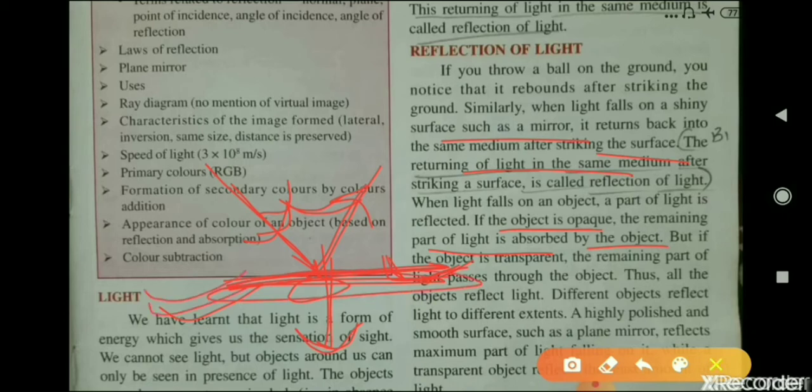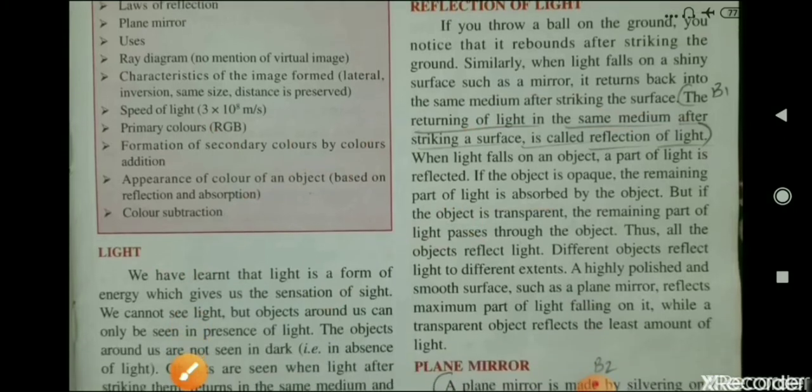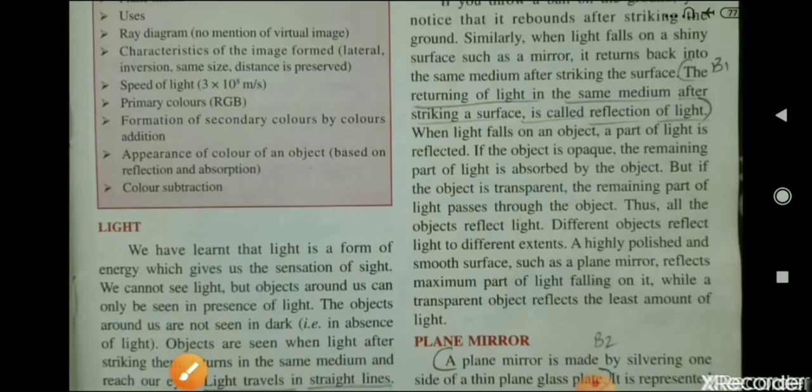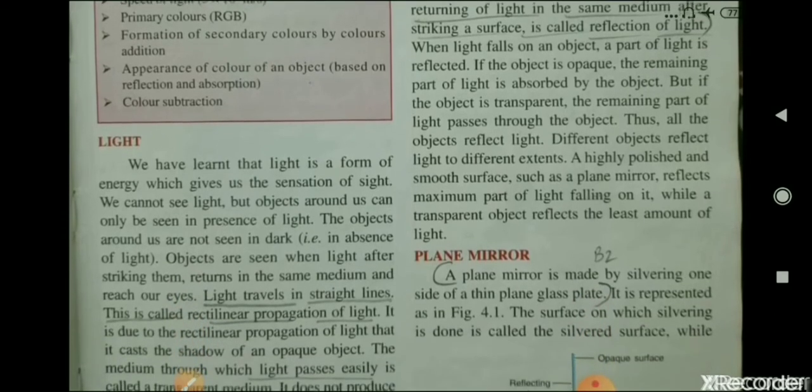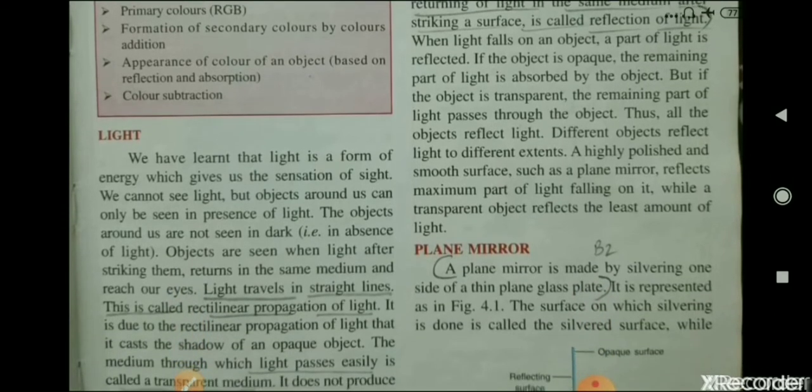Now, all objects reflect light. Different objects reflect light to different extents. Means all the objects reflect light, but different objects reflect light to different extents.